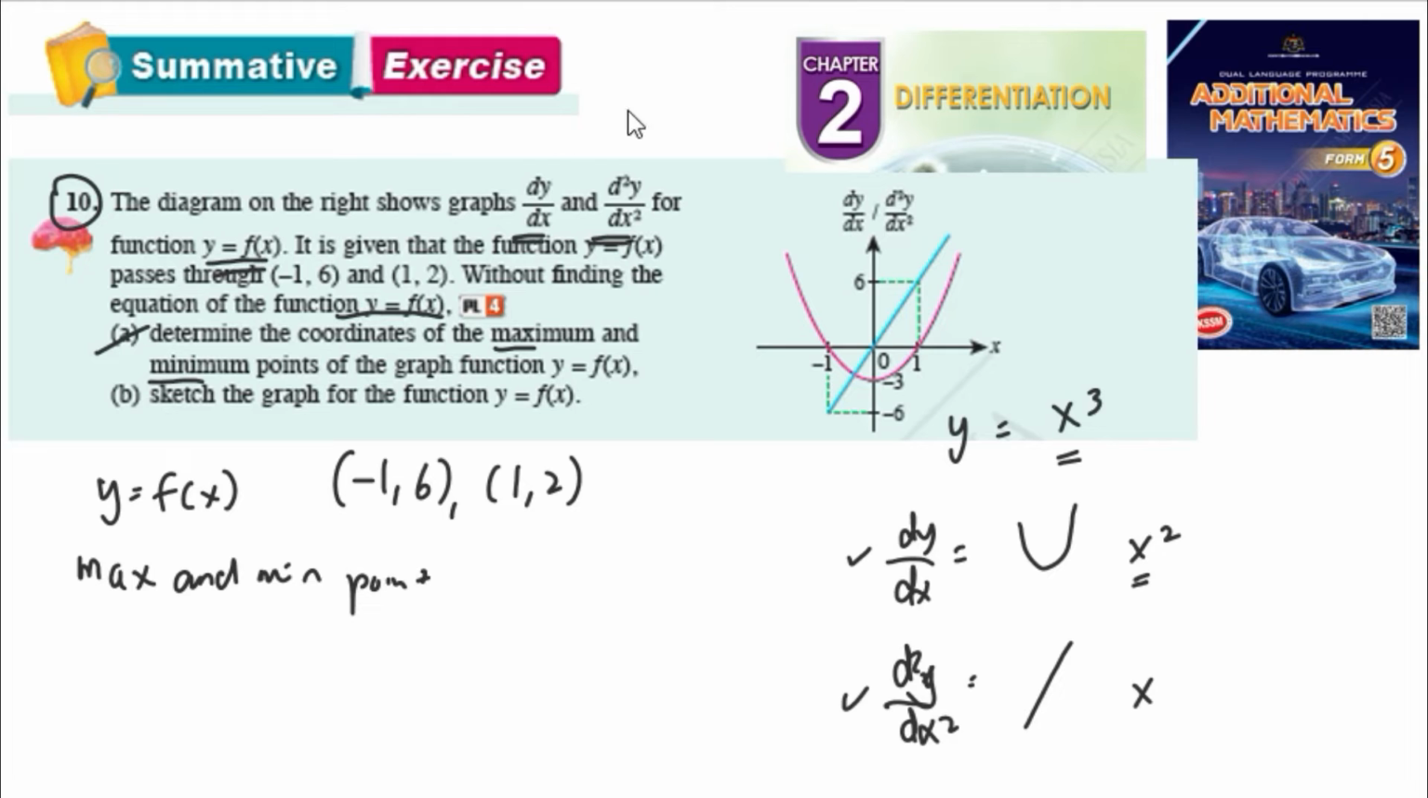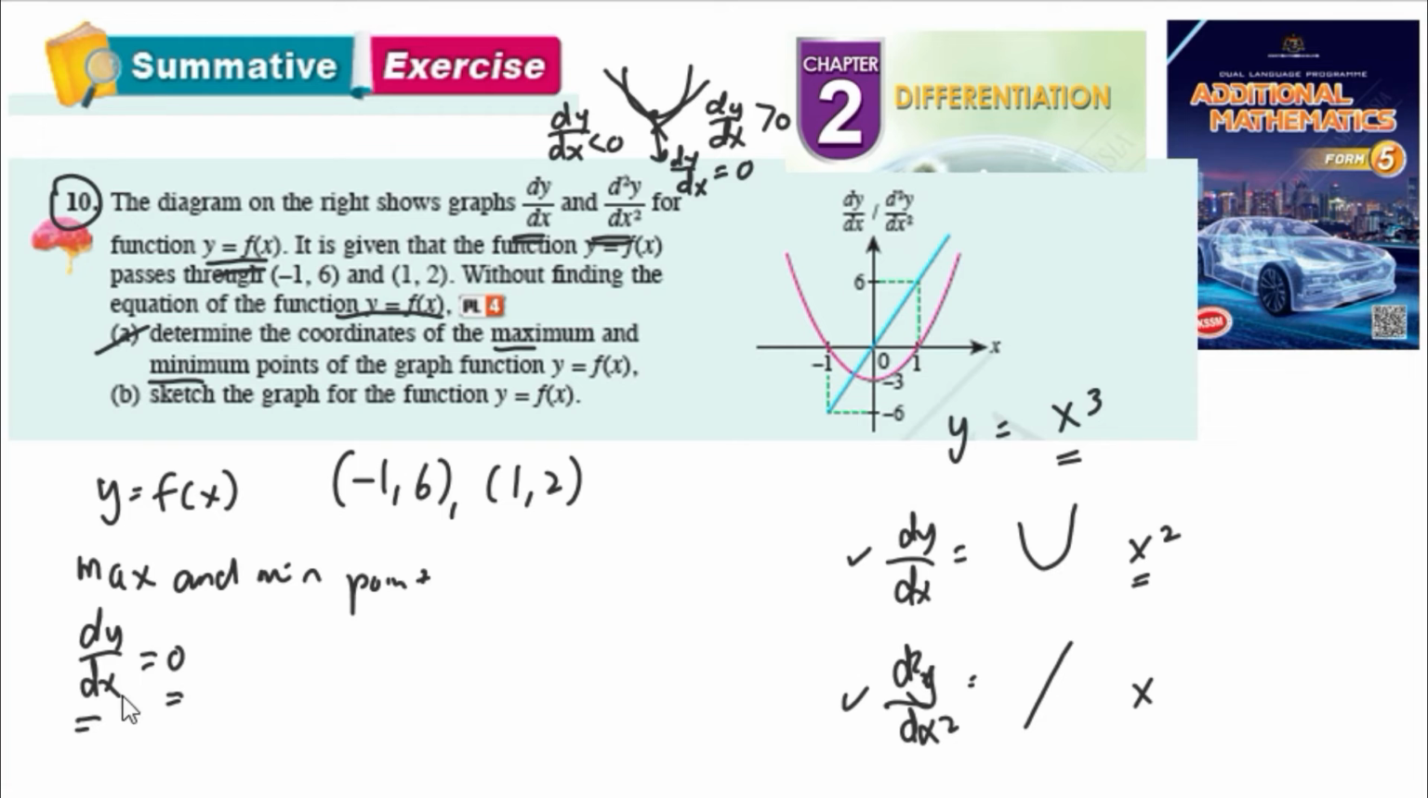Whenever we have a graph, if dy over dx is lower than 0, that means the graph is decreasing. If dy over dx is larger than 0, that means it is increasing. But if dy over dx is equal to 0, that means you have a maximum or minimum point. So dy over dx is equal to 0.